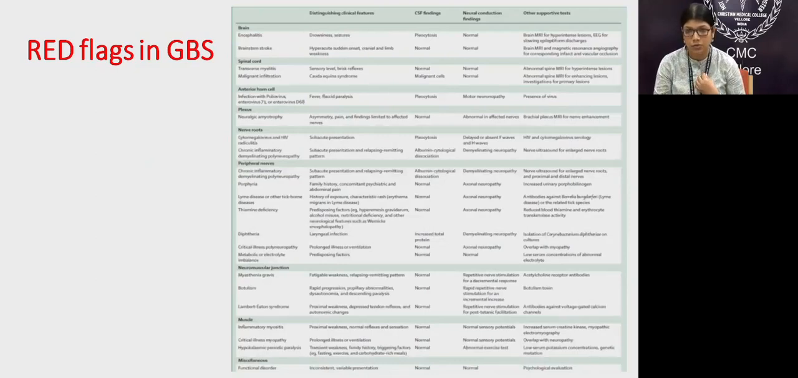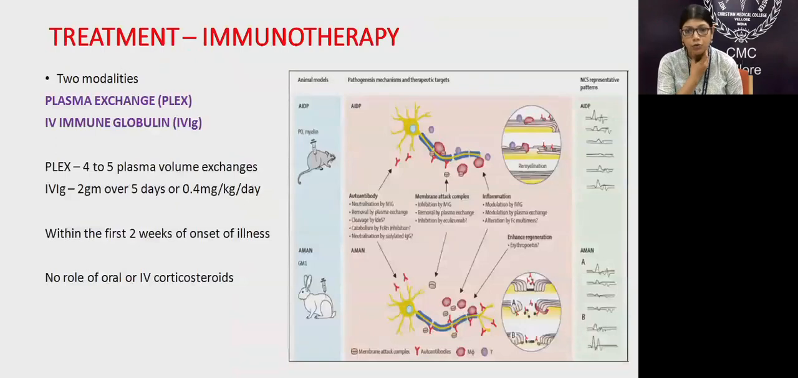So we need to look out for the red flags in GBS and always keep these differential diagnoses in mind as and when we are treating for GBS. The two modalities of treatment for GBS, as we know, are plasma exchange and IV immunoglobulin. There is no difference between the two modalities. For plasma exchange, we give 4 to 5 plasma volume exchanges, and for IVIG we give 2 grams per kg over 5 days, or 0.4 grams per kg per day for 5 days. It is best started within the first 2 weeks of onset of the illness to show the best results. In GBS, there is no role of oral or IV corticosteroids.